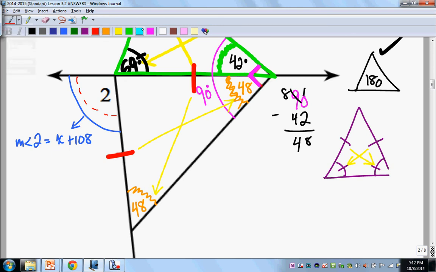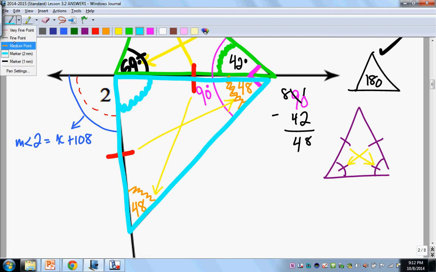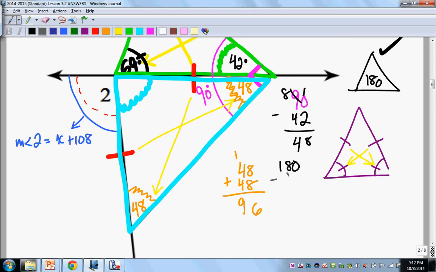We want to continue finding angles here. Have your classmates trace this triangle, please. And ask them how they're going to find that third angle. They should be able to tell you that you add it up and take it away from 180, which we're going to do right now. And that gets us 84.